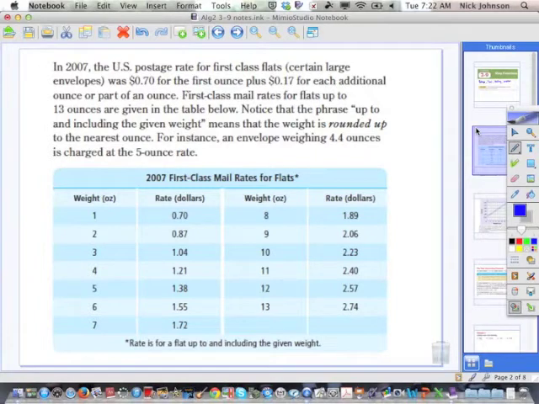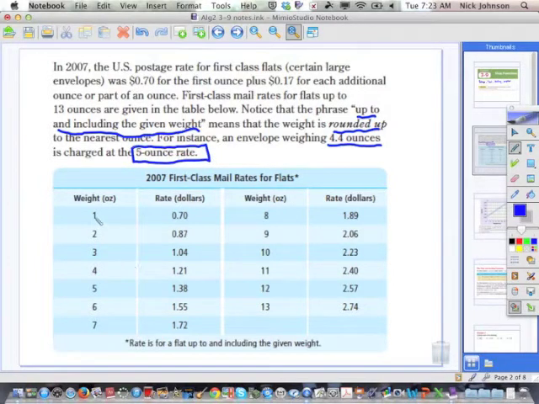It says in 2007, the U.S. postage rate for first-class flats, certain large envelopes, was 70 cents for the first ounce, plus 17 cents for each additional ounce or part of an ounce. First-class mail rates for flats up to 13 ounces are given in the table below. Notice that the phrase up to and including the given weight means that the weight is rounded up. So for instance, if you have a package that weighs 4.4 ounces, you are actually being charged for the 5-ounce rate, which should make sense.